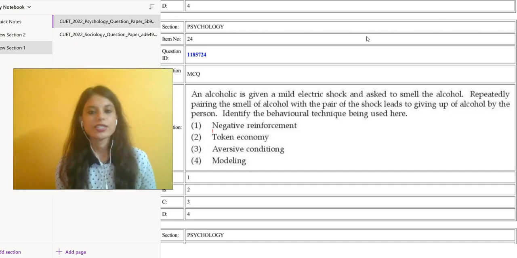Hello everyone, this is Ashmita and we are solving psychology questions from the CUET exam of 2022. Here we are going to do some practice questions so that you can understand what kind of questions exactly come in the CUET papers.